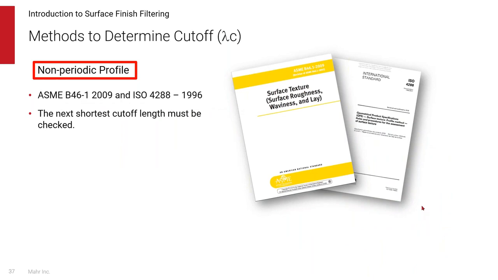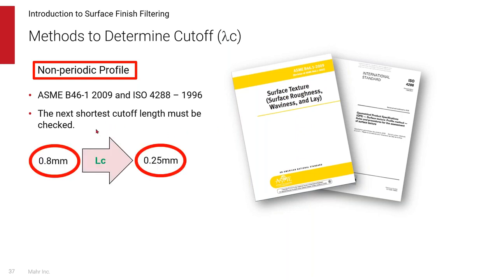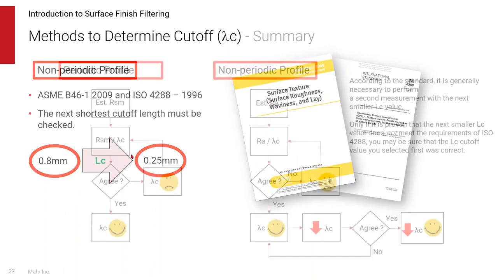But for non-periodic, there are some other guidelines because it's non-repeatable. We want to make sure that we get the right value, and again, the standards are there to help us do that. Part of this process for non-periodic profiles is to make sure that the shortest cutoff length is checked. So if we got a 0.8 cutoff recommendation, for example, we should check that if we went to a smaller value, we don't get an agreement within the table that gives us the right answer.